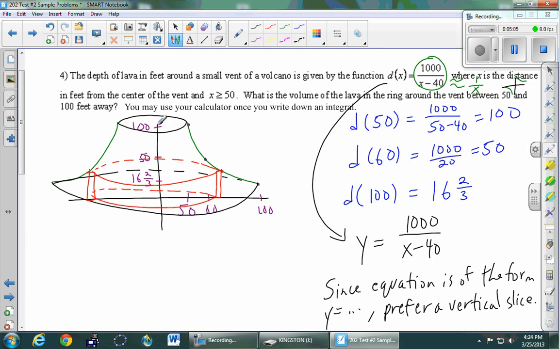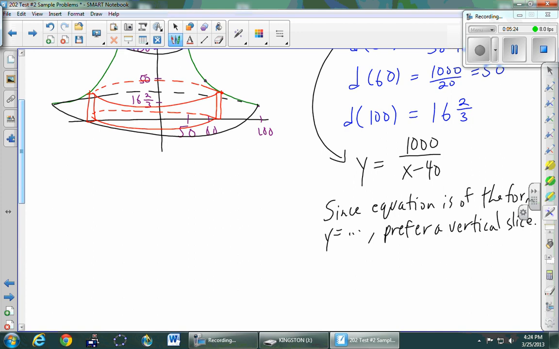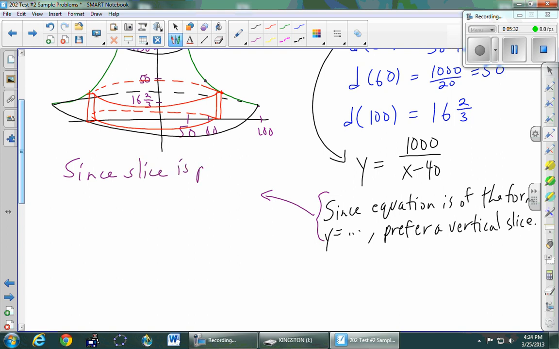And the choices are disc, washer, and shell. And I'm really hoping that we can tell by looking at that picture that it is a shell. And even without a good picture in front of you, if you recognize that the slice here is parallel to the axis you're spinning around, automatically it's going to be a shell. So we'll make a note of that. And that kind of follows from here. Since the slice is parallel to the axis, we are using cylindrical shells.